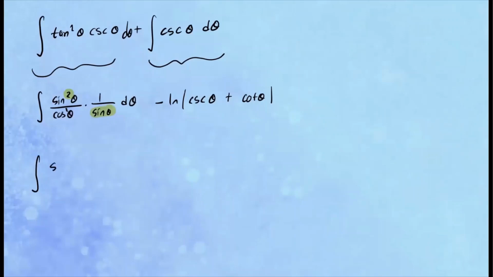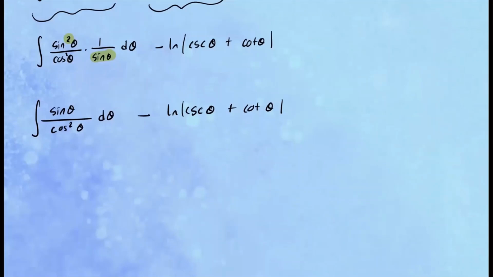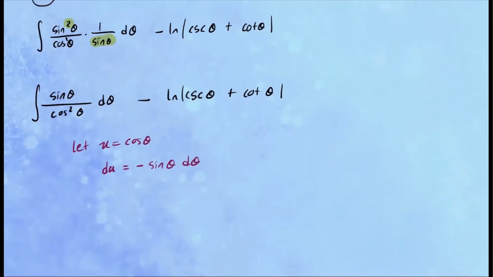We have the integral of sine theta over cosine squared theta d theta minus this piece which we successfully completed, ln of cosecant theta plus cotangent theta. And now we can do a u substitution for this integral. Let u be just cosine theta, then du would be negative sine theta d theta. And now if we finish up integrating, this would give us the following. This would be the integral of negative 1 over u squared du.